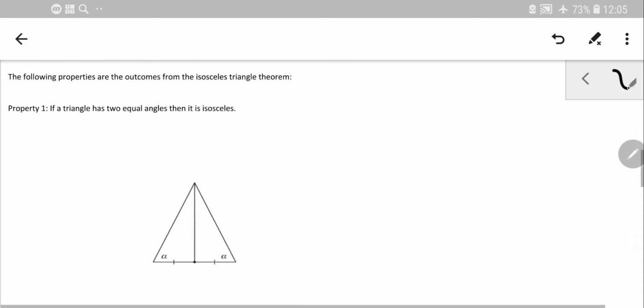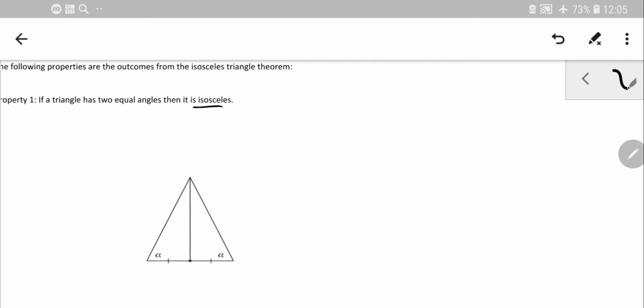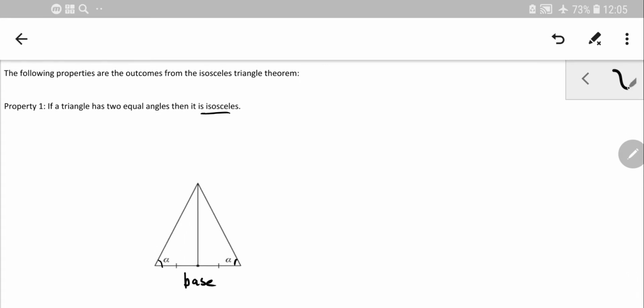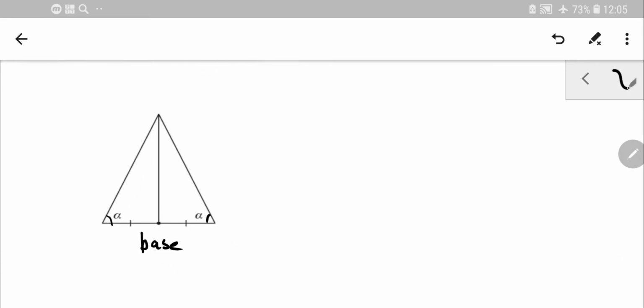Okay, so the main properties here are the following outcomes of the isosceles triangle theorem. First, property 1: if a triangle has two equal angles, then it's an isosceles triangle. Simply put, if we have two angles, alpha and alpha, which are actually the base angles at the base, and they're equal, then the triangle is isosceles. By definition, we simply need to prove that those two sides are equal in length, and in this case, it becomes an isosceles triangle.